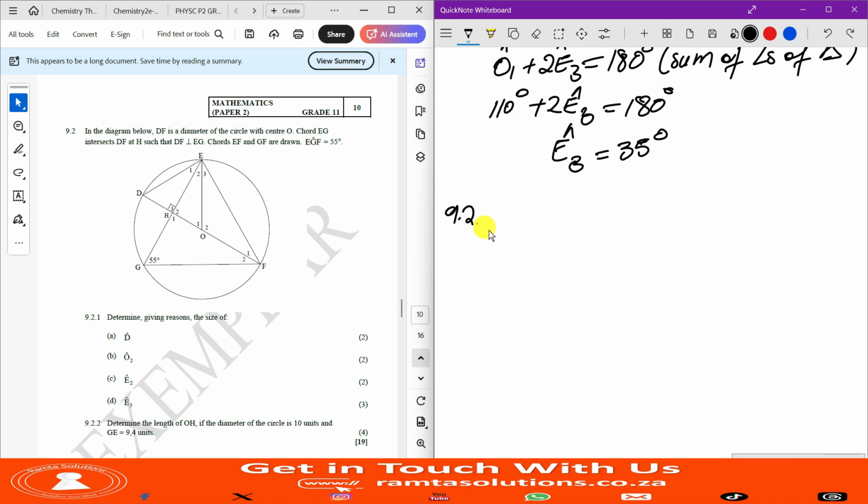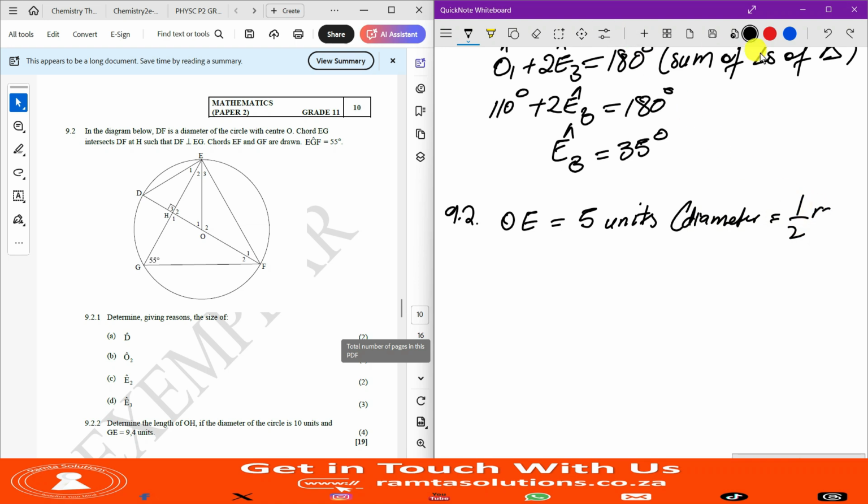So we can say, what is the diameter? Because we are determining the length of OH, it means we must be using HE and OE. So OE is equal to 5 units. Okay, OE is equal to 5 units. If you like, though not important, diameter equals twice the radius. But this is not necessary.